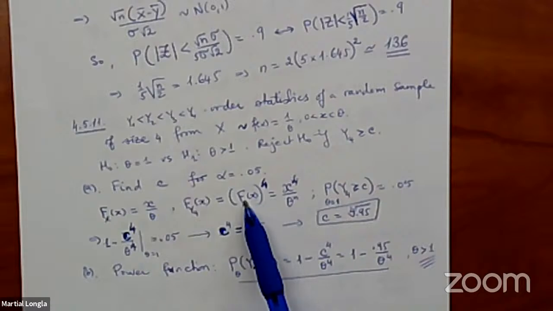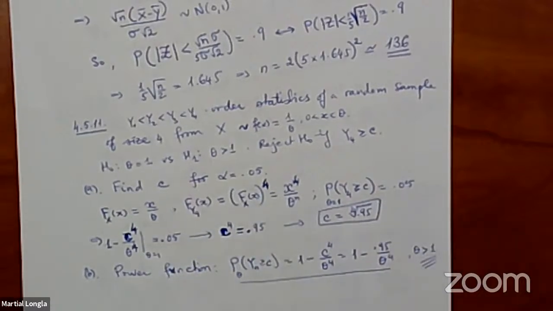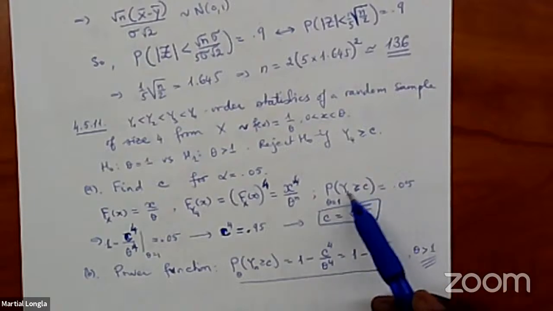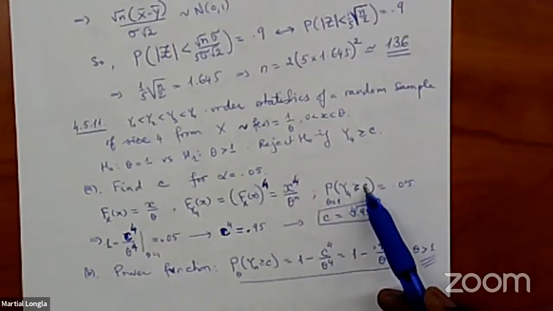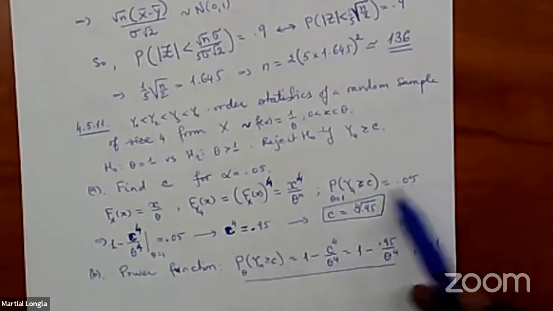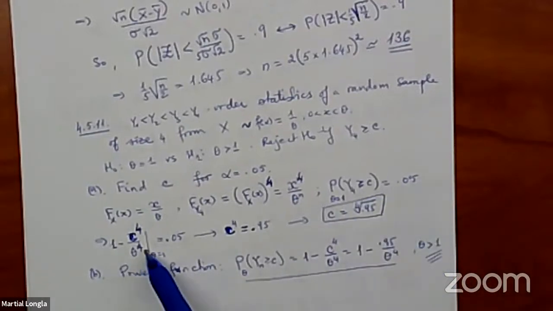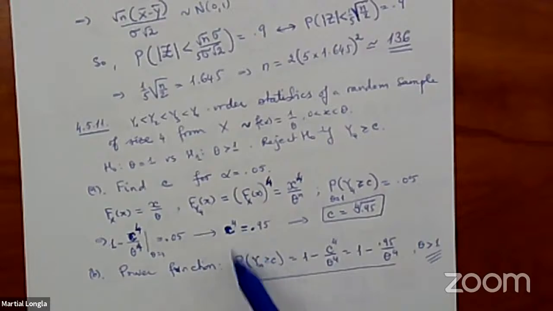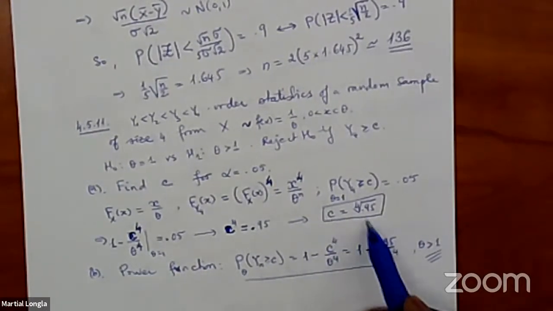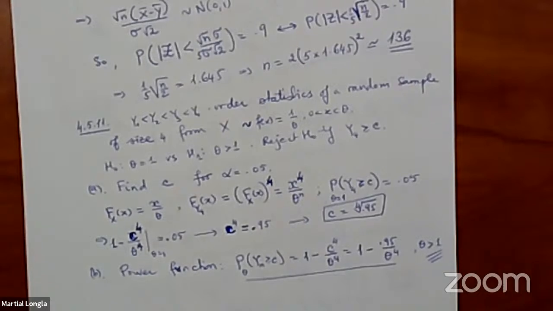It is the distribution of x raised to the power 4. So F of Y4 equals x over theta raised to the power 4. And you want the probability that this thing is larger than C given theta equal 1, because that's how you get alpha, equal to 0.05. When you plug that in, you get that C to the power 4 is equal to 0.95, because theta is 1. So you solve for C, that's the fourth root of 0.95.